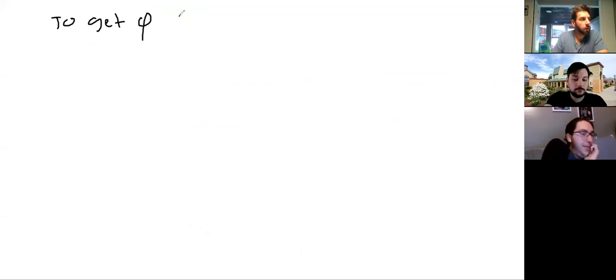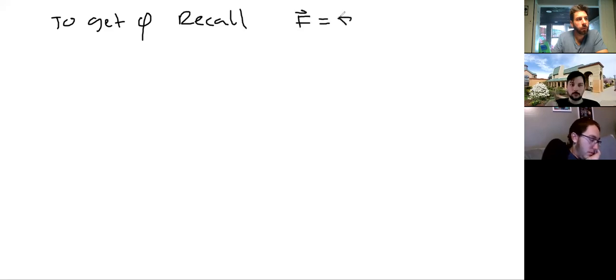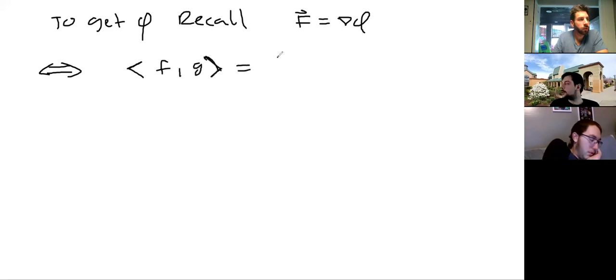So to get phi, recall, what does it mean? If I tell you that F is equal to the gradient of phi, let's write that out in detail. That means that F, what is F? Well, F is f, comma, g. And what's the gradient of phi? Well, that's the partial with respect to x, comma, the partial with respect to y.